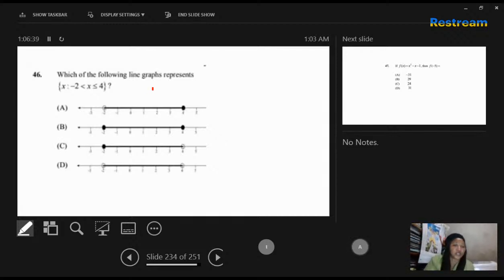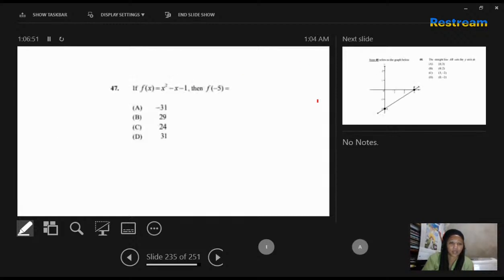All right. Because it's just greater than negative 2, we don't shade this. But this one is less than or equal to, so we shade that. All right, so it's A. Imani.